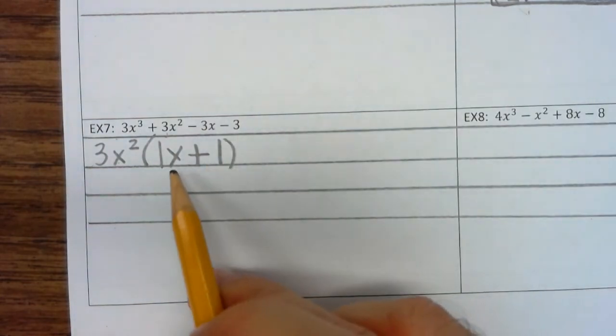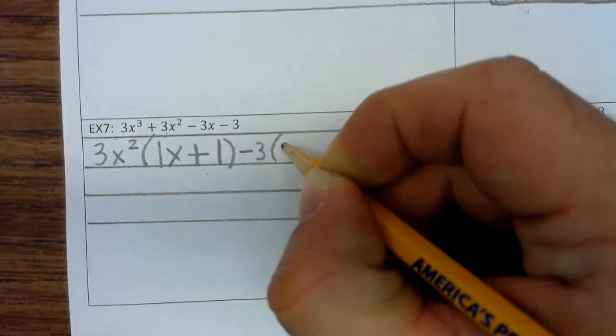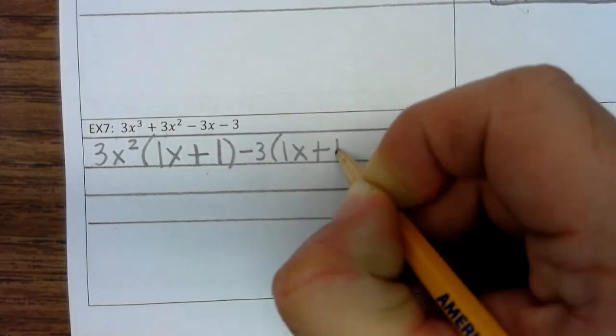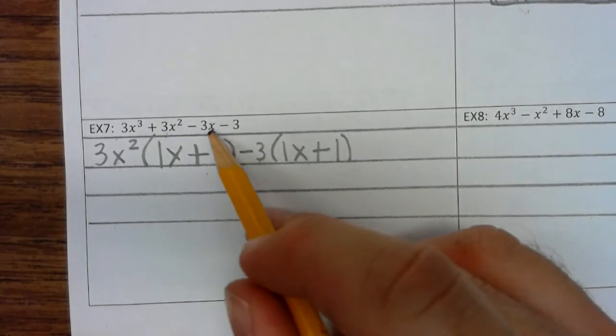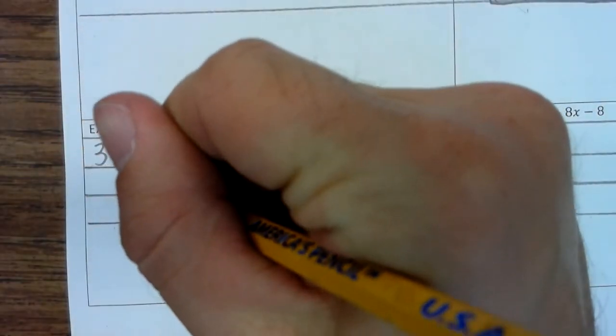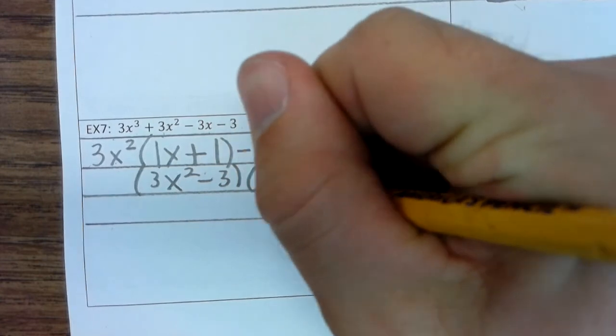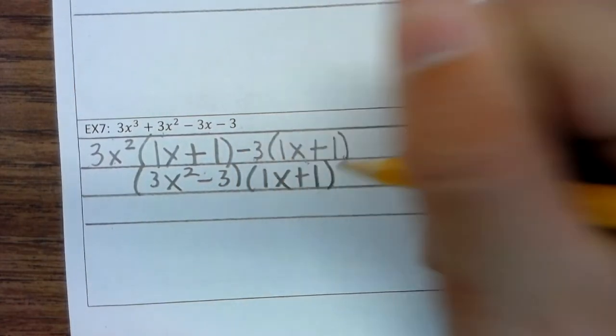And then we want 1x plus 1, so we're going to factor out a negative 3 here. And that gives us 1x plus 1. Because negative 3 times 1x is negative 3x. Negative 3 times 1 is negative 3. These are the same, so we know we can factor by grouping. So then you get 3x squared minus 3 times 1x plus 1.